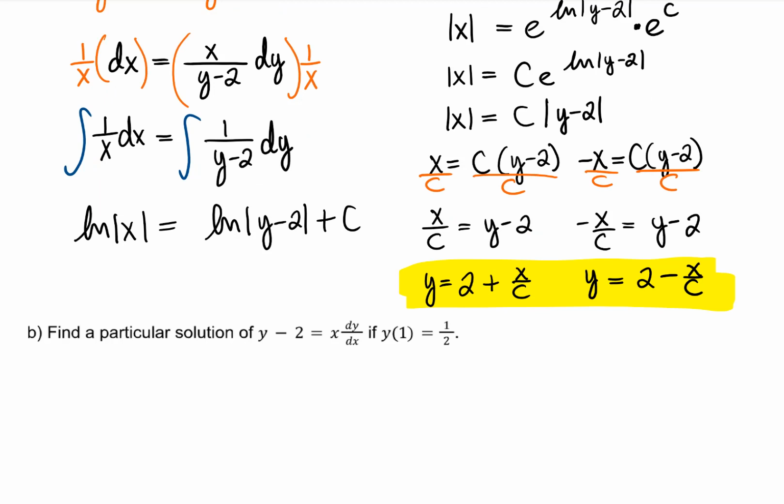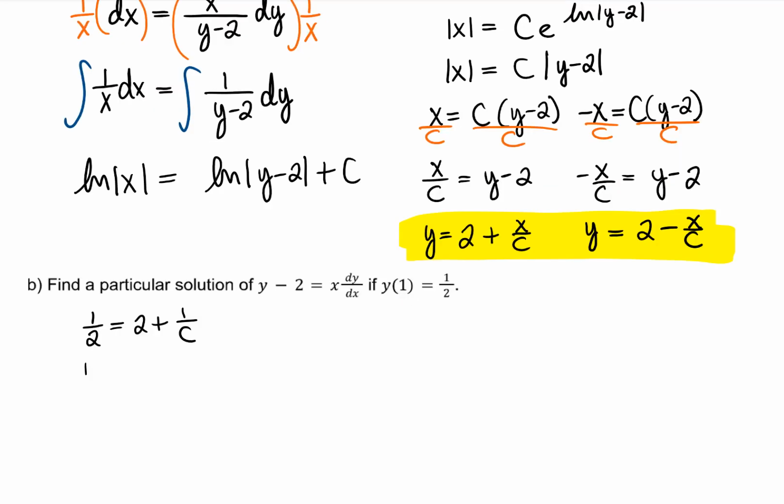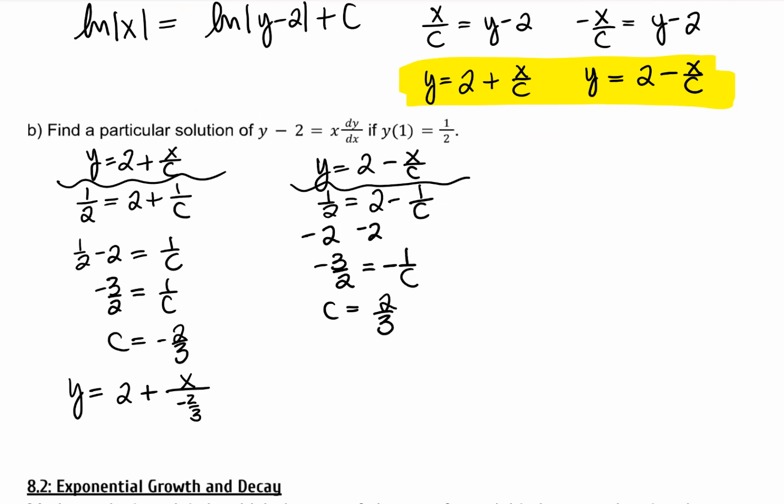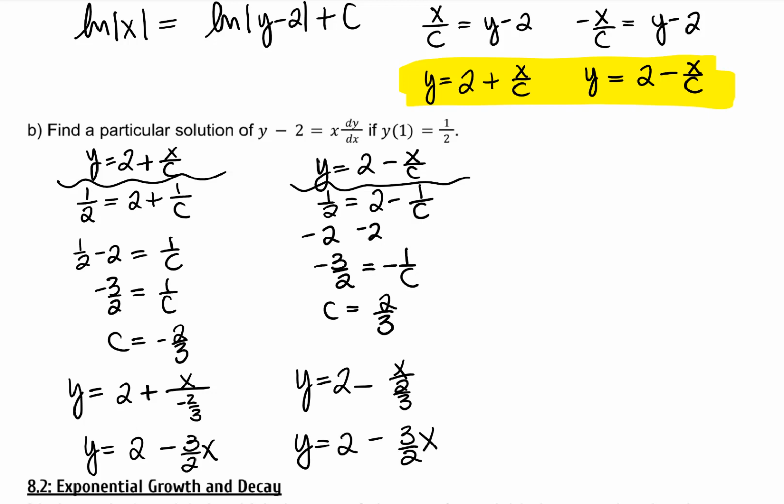To find our particular solution, we're going to plug in 1 and 1/2. It doesn't matter which one we plugged it into, we got the same particular solution for when x is 1 and y is 1/2.